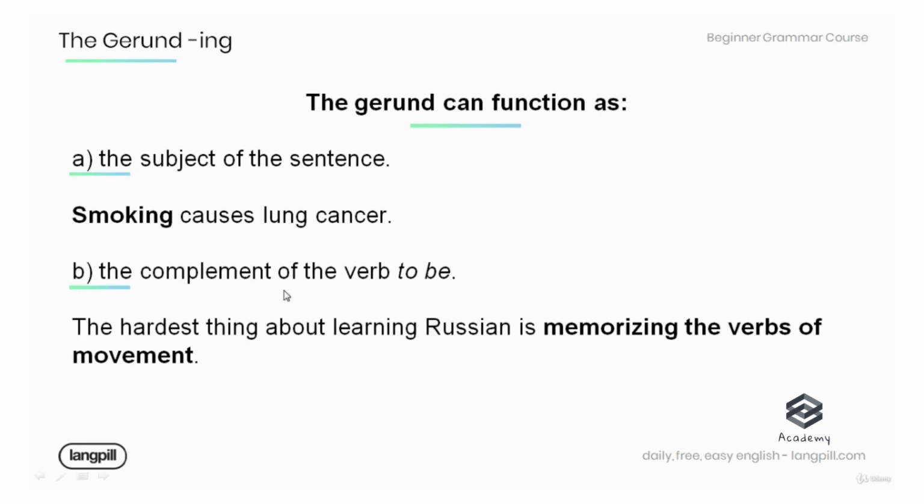B, the complement of the verb to be. For example, the hardest thing about learning Russian is memorizing the verbs of movements. Note that the gerund memorizing is the complement of the verb to be, is.